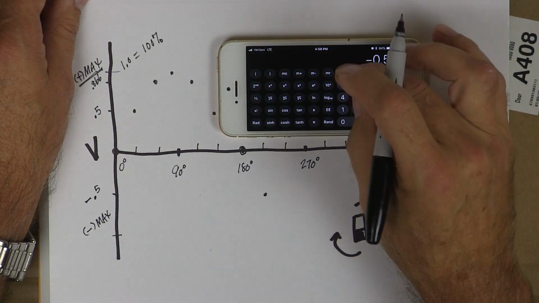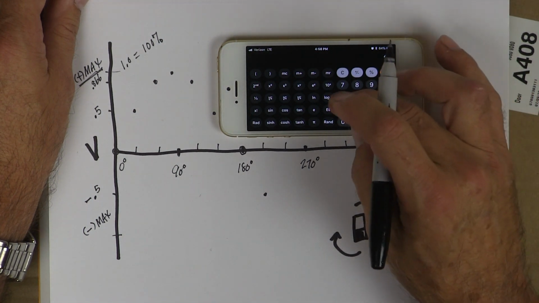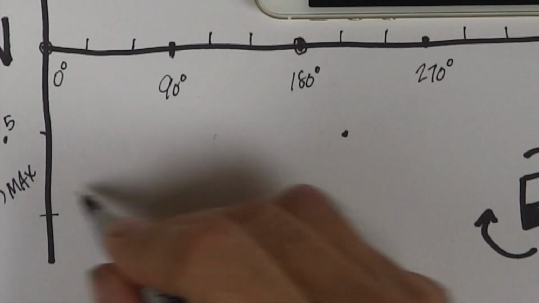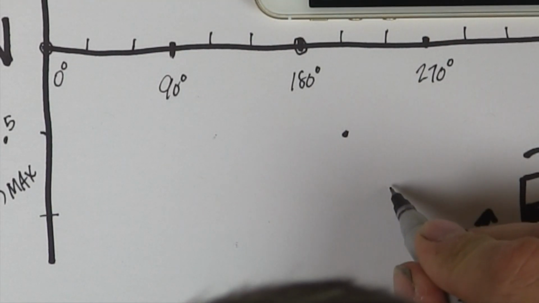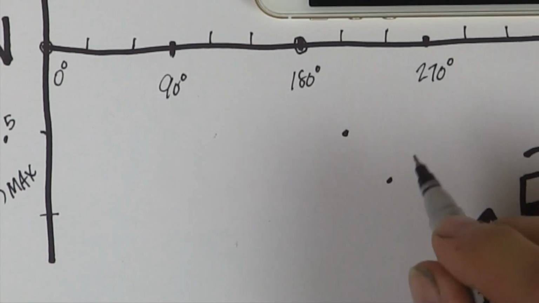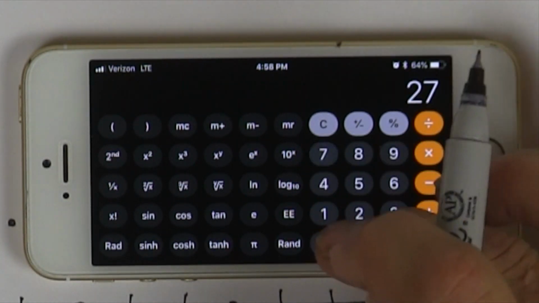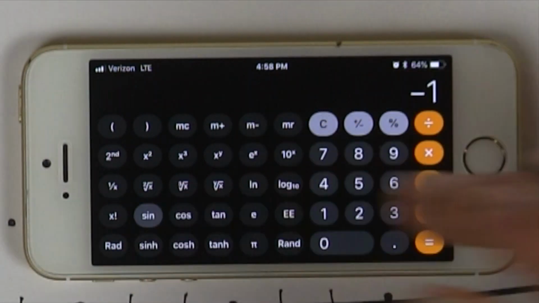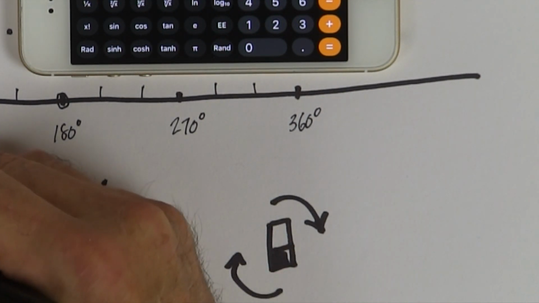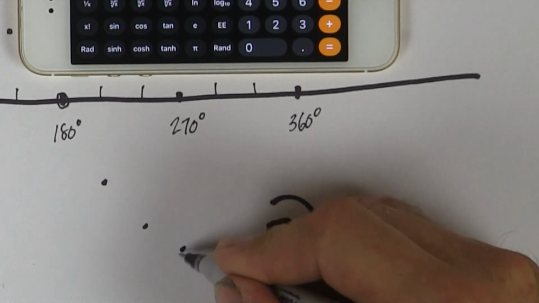-0.5. Let's keep rolling. 210, 240, so 240 degrees of rotation, sine wave. -0.866. This is not going to be perfect because I'm not able to do it, but I'm going to try. We're still going. Now we're at 270. Three quarters of the way through. -1. How about that? -1. So there it is right there.